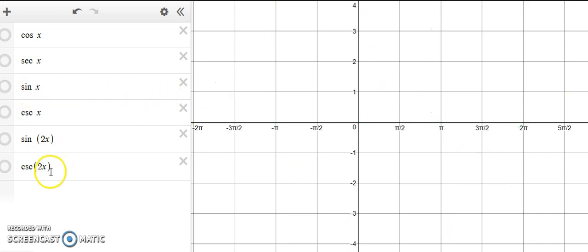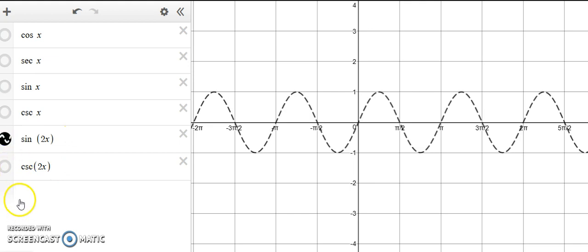Okay, so what if we want to do something else? Like, what if we want to do cosecant of 2x? Well, we would graph sine of 2x. Okay, remember what that 2 does? That changes our period. So instead of having a period of 2 pi, our period is now pi. We see that right here. Okay, amplitude is still 1. There's no shift up or down or side to side. Okay, so there's our sine graph now, sine of 2x.